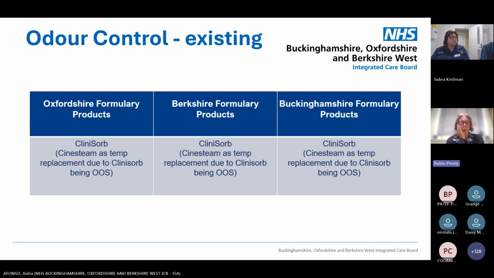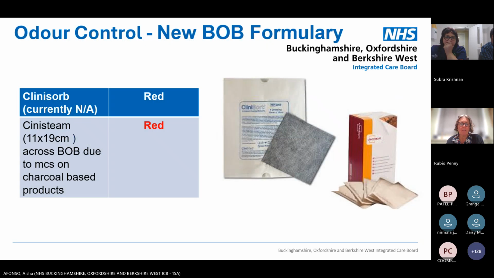So odour control. All areas so far have Clinisorb available to them. At the moment, that's not available. There's a national problem with some of the ingredients in that, which is charcoal. And at the moment, we've got Cinesteam as a temporary replacement. Next slide, please. And that is what's going to remain for the time being, but these are both red, so they need to be requested through TVN.